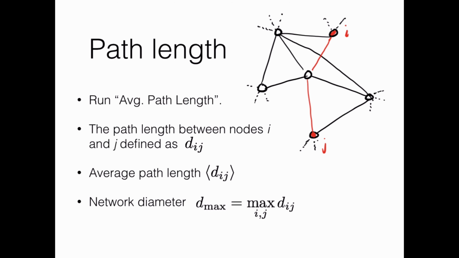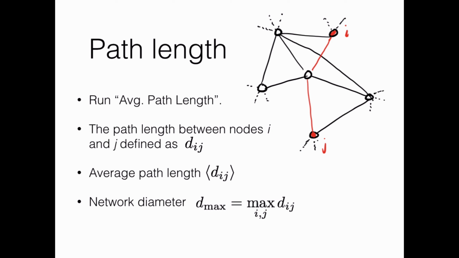One of the other simple things you can run through is the path length. So here we've got the same network, and the path between node i and j is going to be denoted as d_ij. You can get at all of these things by running the average path length module.